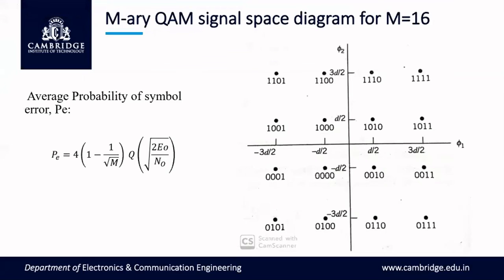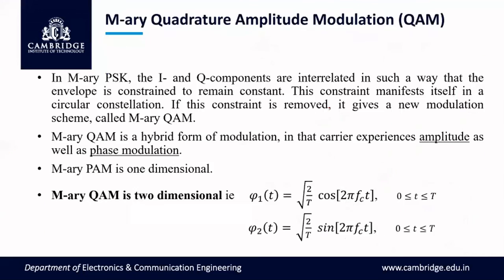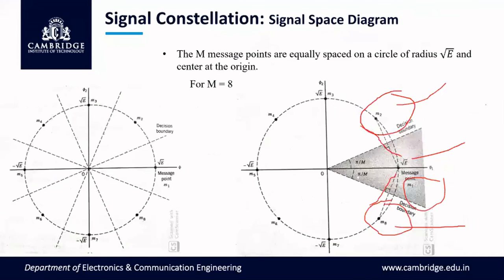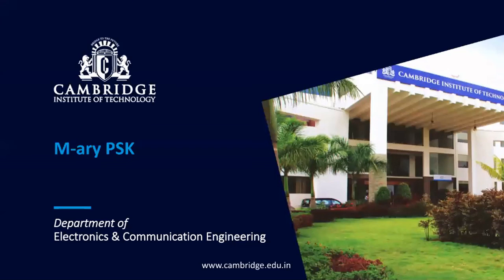And look at that equation of P. P is equal to 4 into (1 minus 1 by root M) times the Q function of root of 2 Eb by N0 in binary. This derivation is also not required at this point of time. So this makes a complete discussion of M-ary QAM. You can extend this concept of M equal to 16 to 64 also. It depends on what you want. So that's enough about M-ary QAM. Hope you have understood.